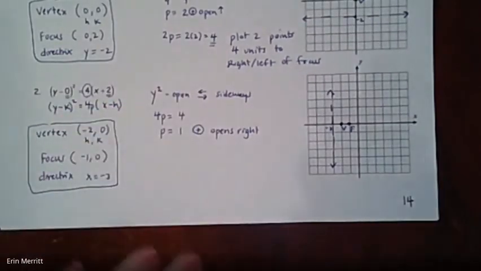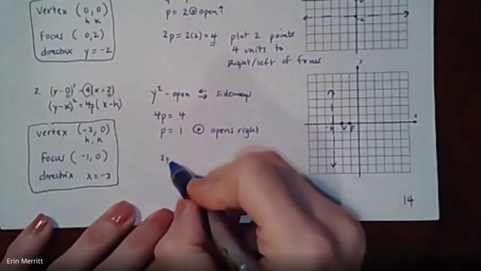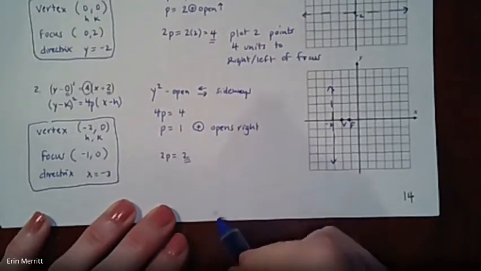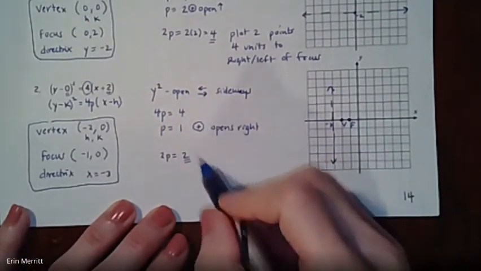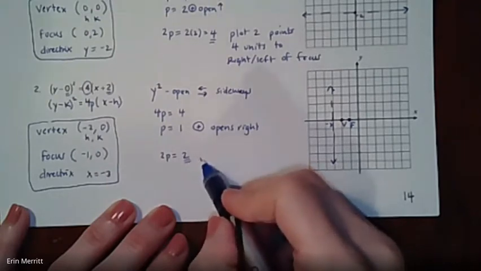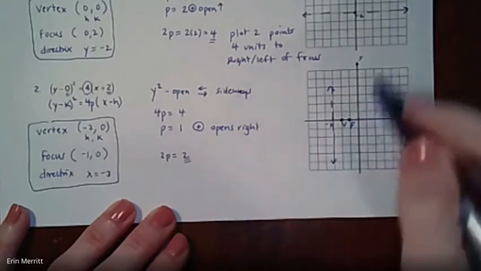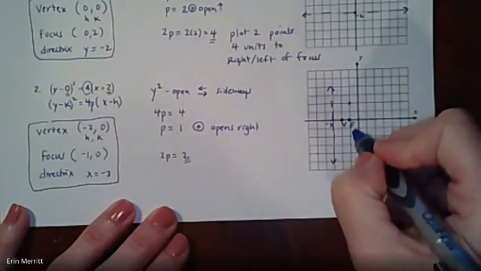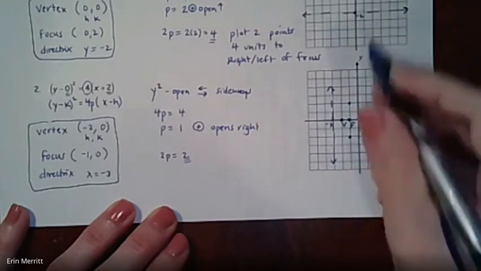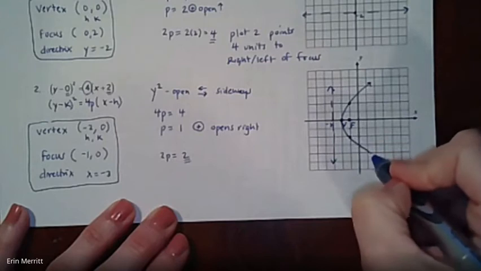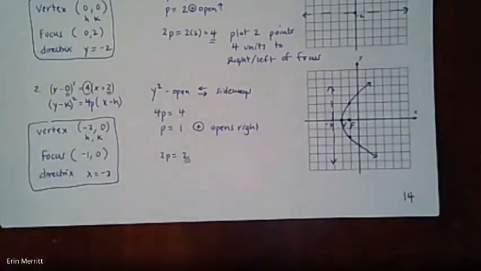Right? You have to finish graphing it by thinking about, all right, well, what's 2p? Well, 2p would equal 2. So in this case, you're going to plot 2 more points, 2 units away from the focus. But in this case, you're going to go 2 units up and go 2 units down. So from the focus, go 2 units up and go 2 units down. And then that will kind of anchor the graph of your sideways parabola here.